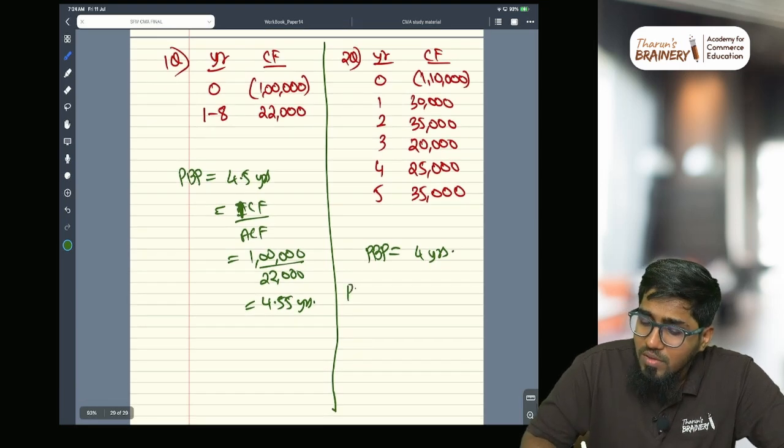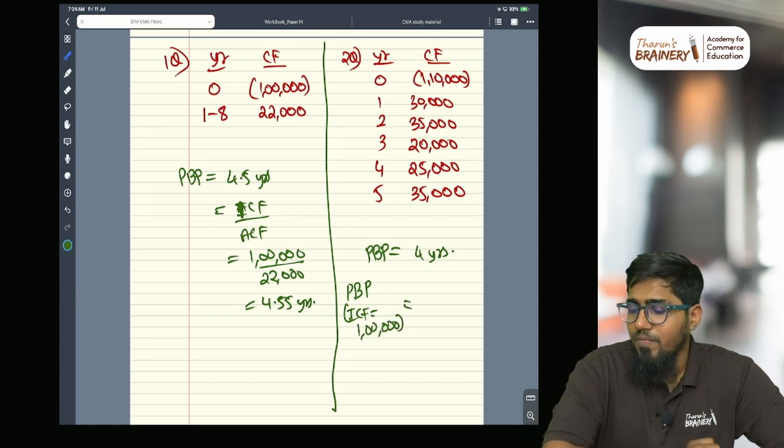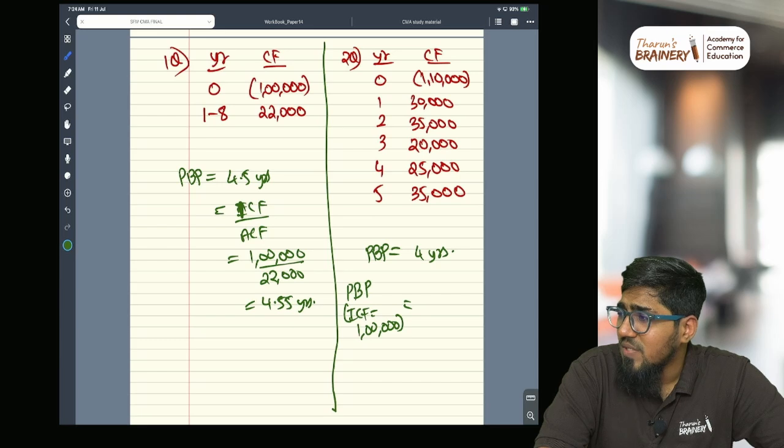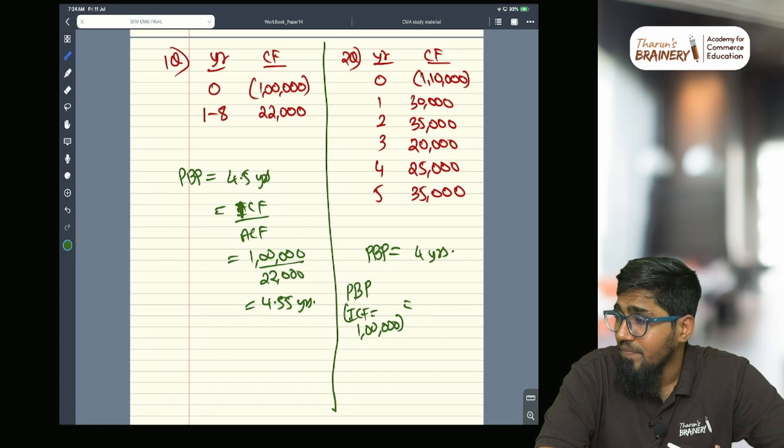Now one more thing, calculate what is the payback period if the initial cash flow is 1 lakh? So if it is 1,10,000, it is 4 years. So if it is 1 lakh, then how much? I know it is less than 4 years, but I want to know the answer. Please do it.